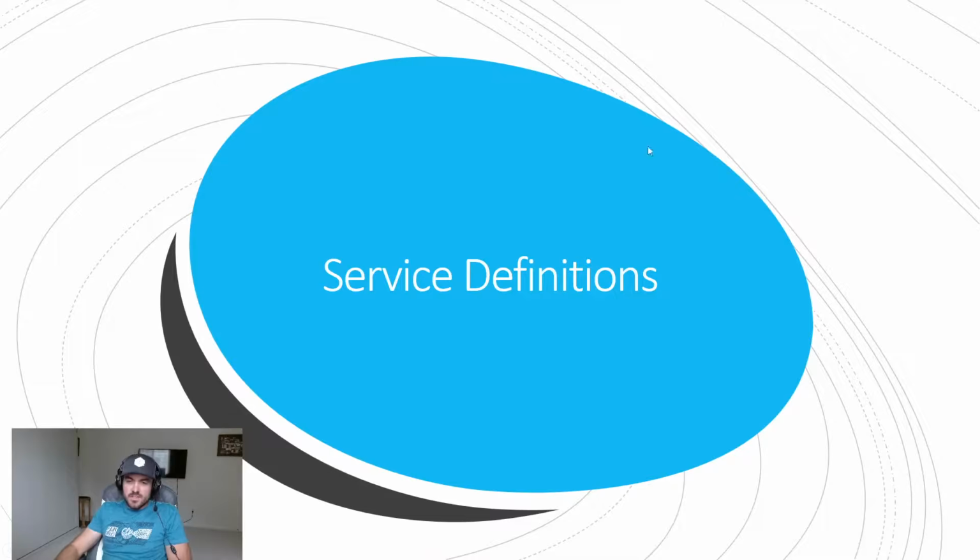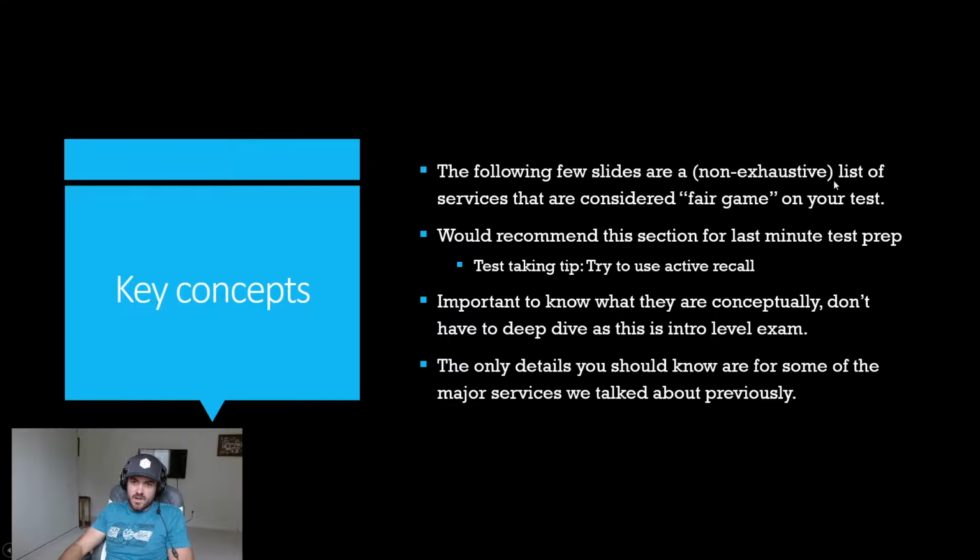All right. So these definitions coming up here are going to be a non-exhaustive list of services that are considered fair game on your test. So it's not going to encompass everything, but it'll encompass definitely everything you need to know, like all the major services, some of the minor services, but there might be some one-off things you see on the test, but it's not likely, okay? More than likely this is going to cover everything, all right?